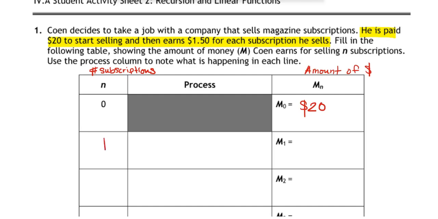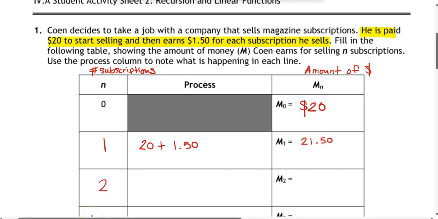Okay, so if we've sold one subscription, we have that $20 that we originally had, and then we're going to add $1.50 because we get the $1.50 for every subscription that's sold. So that means if we've sold one, we've made $21.50. So likewise, if we've sold 2 subscriptions, there's a couple ways you could do this.